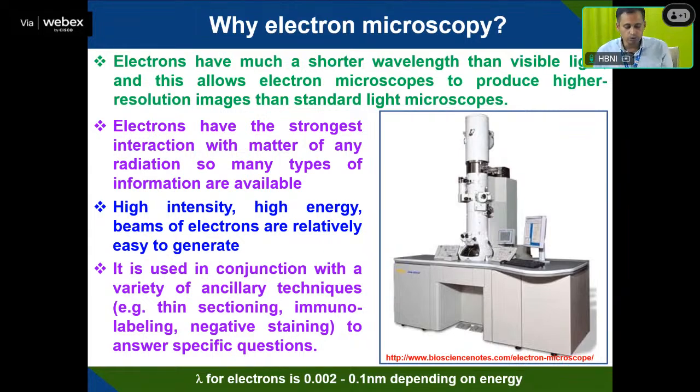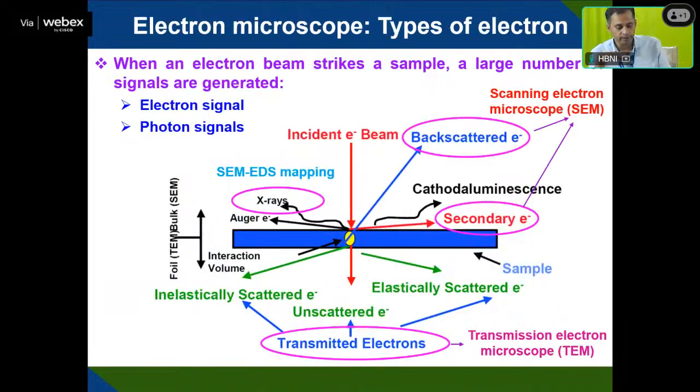So it is used in conjunction with a variety of ancillary techniques, like thin sectioning, immunolabeling, negative staining. Those can also be combined with this electron microscope technique, and we'll be able to get a more clear image. So if you see the whole electron microscope, whether the scanning electron microscope or the transmission electron microscope, that depends upon the interaction of the electron with the material. So this image I have already discussed.